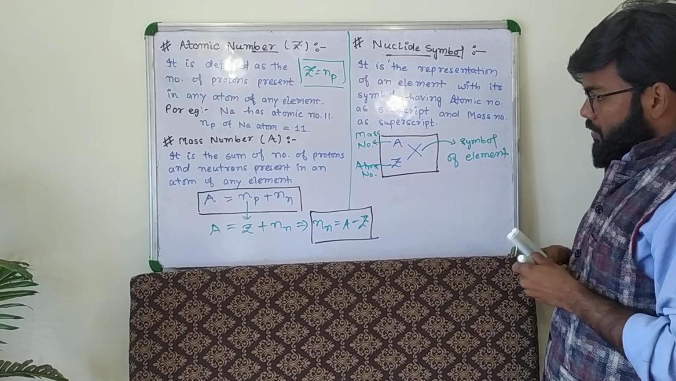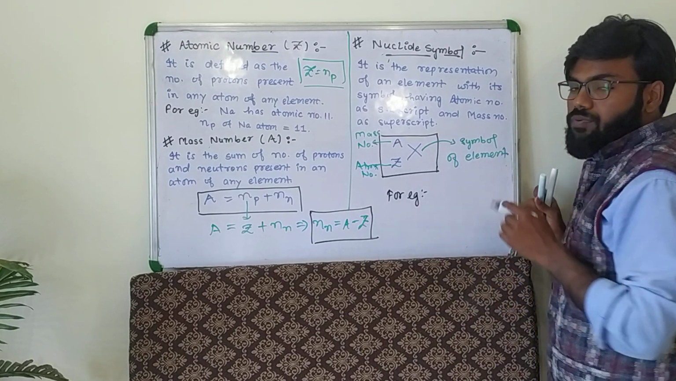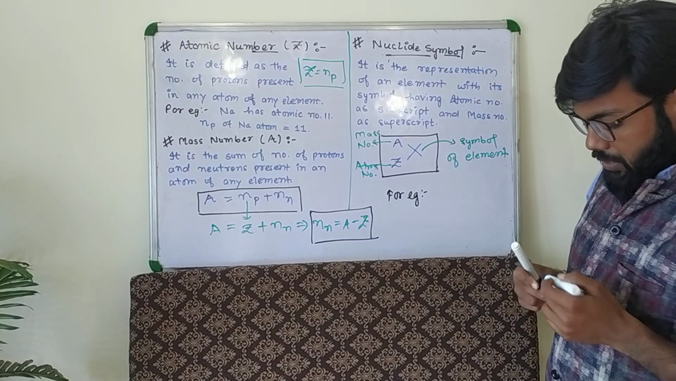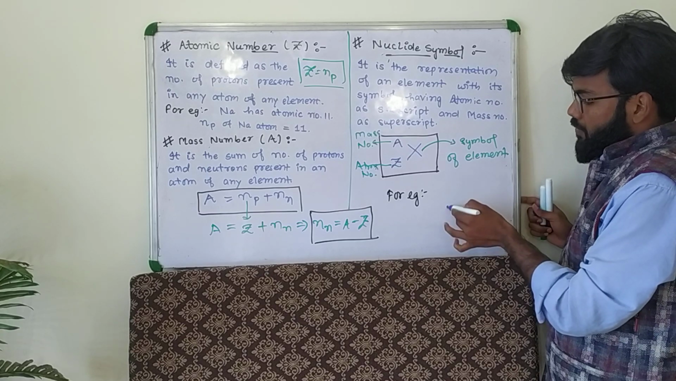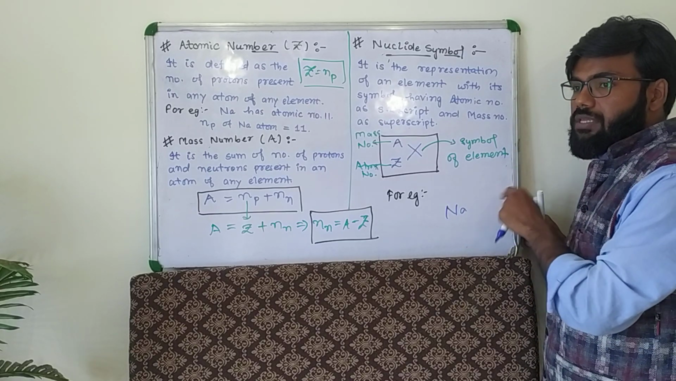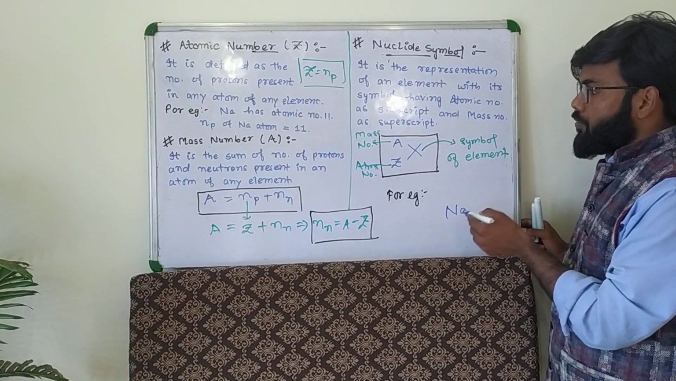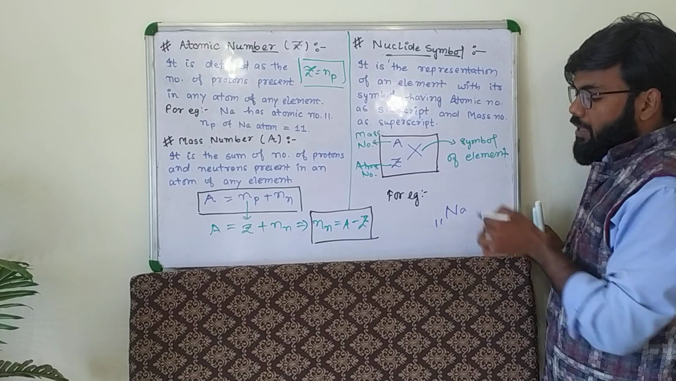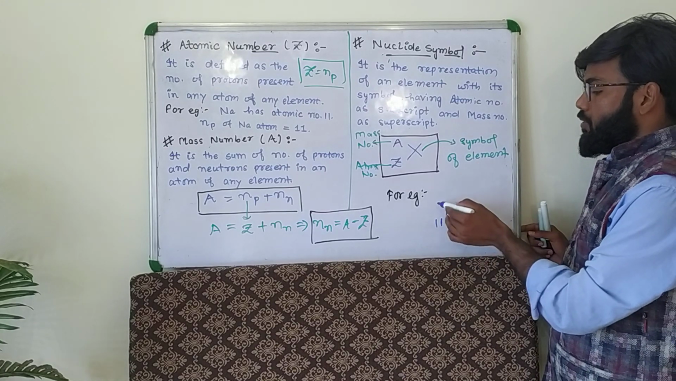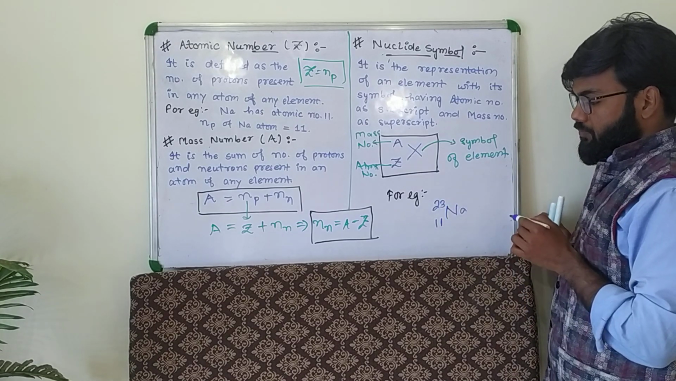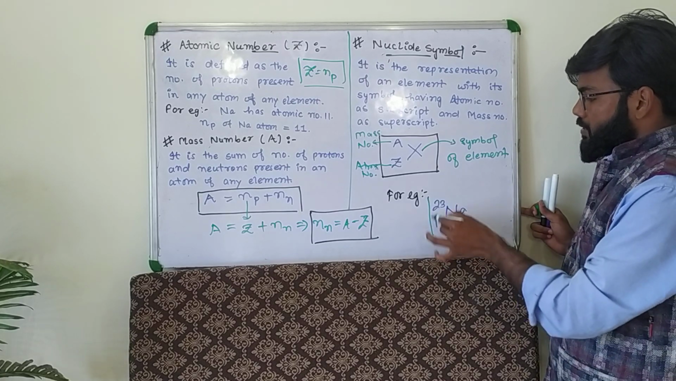For example, suppose we have to write the nuclide symbol for sodium. Then first of all we will write its symbol, Na. We know, right? The symbol for sodium is Na. Its atomic number is 11, so we have to write it as subscript. Here I have written 11 as subscript. Now I have to write the mass number as superscript. The mass number is 23. So this is the nuclide symbol representation of sodium.